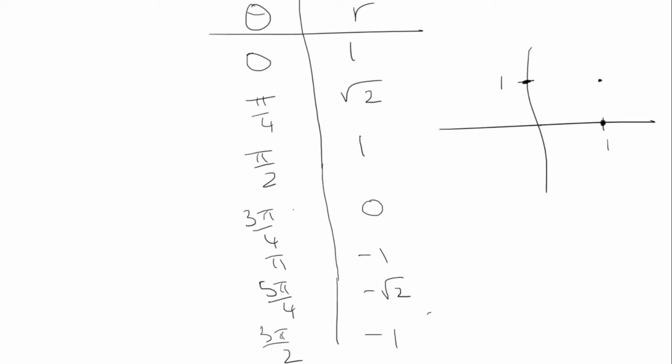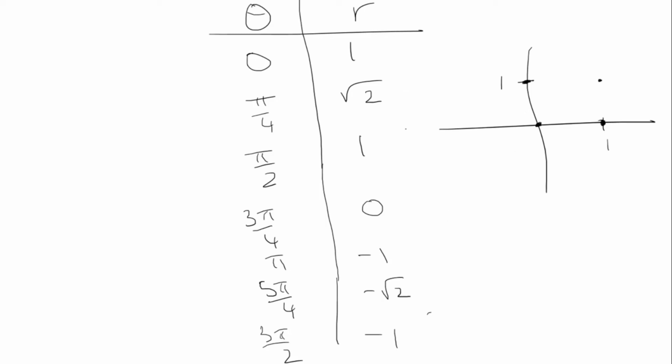So when theta is 3 pi over 4, we get 0. And then when theta is pi, we get negative 1, which is back here to 1. 5 pi over 4 is down here in the third quadrant, negative root 2. We get this. So then it just starts repeating itself, basically.